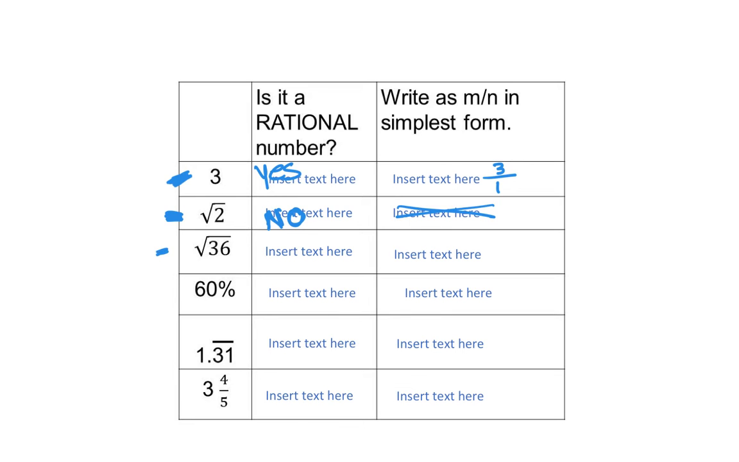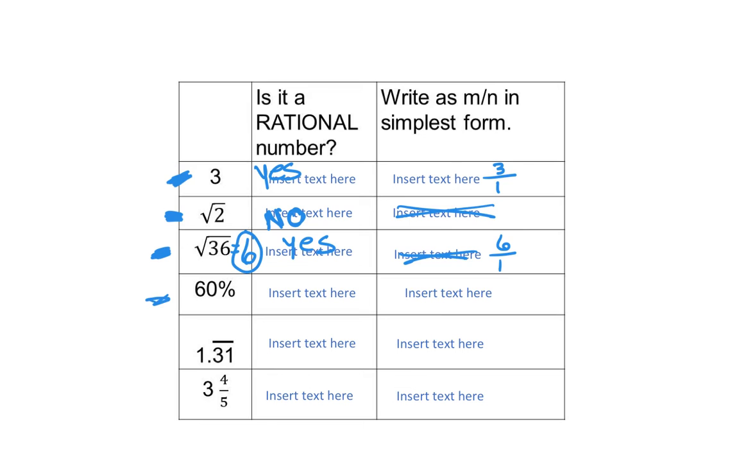Our next one, square root of 36. Well, that's not in its simplest form. 36 is a perfect square. So the square root of 36 is, what number times itself gives you 36? 6. So now we're looking at 6. Is 6 a rational number? Yes. How do you write it in m over n form? You simply put it over 1.